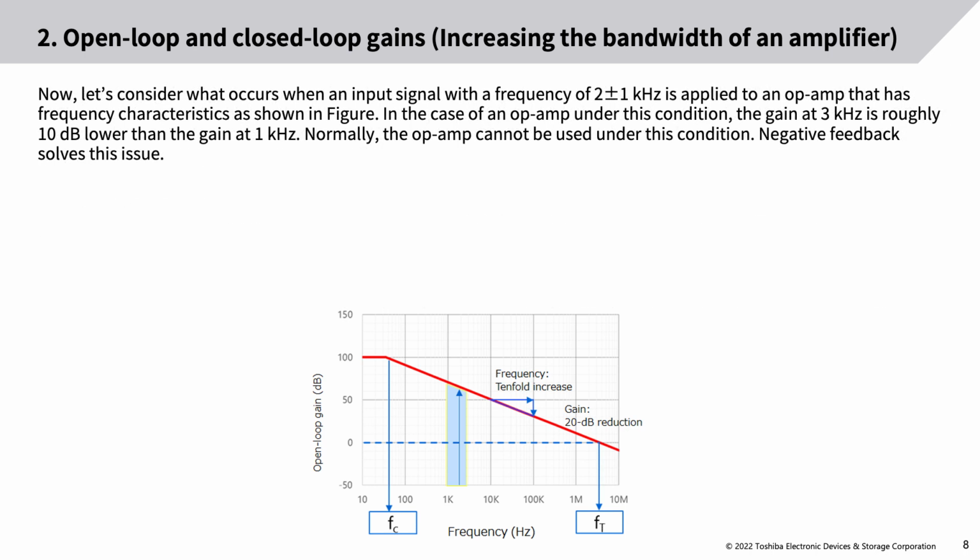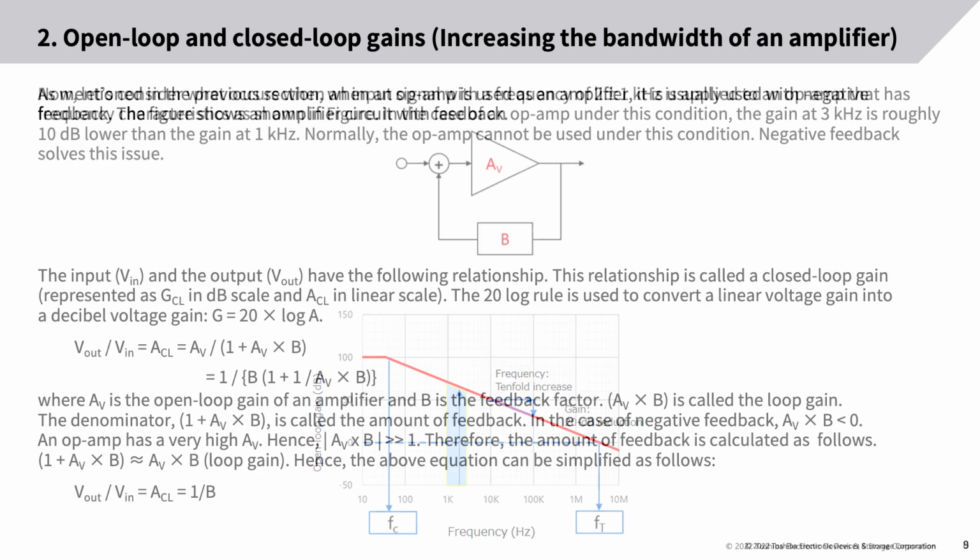Now, let's consider what occurs when an input signal with a frequency of 2 ± 1 kHz is applied to an op-amp that has frequency characteristics as shown in the figure. In the case of an op-amp under this condition, the gain at 3 kHz is roughly 10 dB lower than the gain at 1 kHz. Normally, the op-amp cannot be used under this condition. Negative feedback solves this issue.